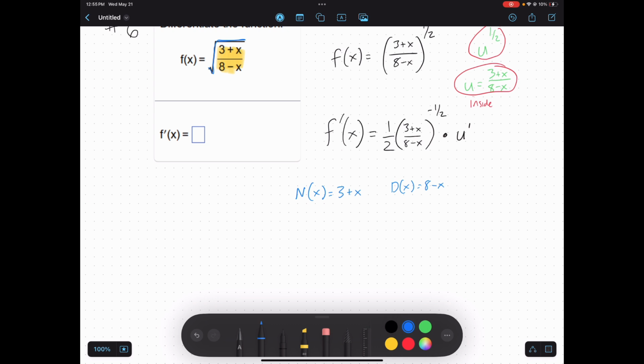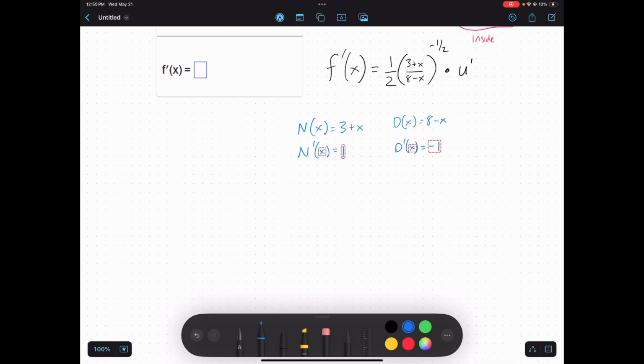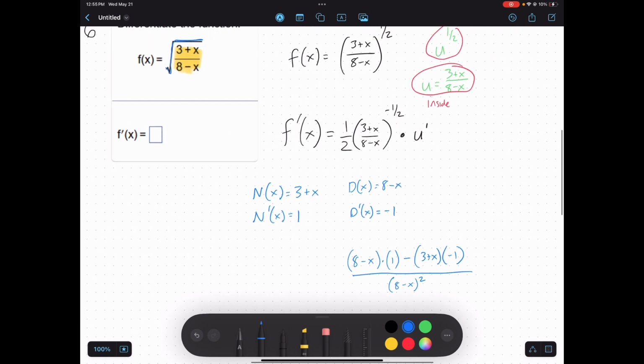To use quotient rule, I'm going to need the derivatives of both of these. So n prime is just 1, and the derivative of the denominator is just negative 1. So now, using quotient rule, I can put this together. So I'm going to do my denominator function multiplied by the derivative of my numerator, which is just positive 1, minus my numerator multiplied by the derivative of my denominator, which is negative 1, all over my denominator squared. So that's me using the quotient rule to evaluate the derivative of that inside function.